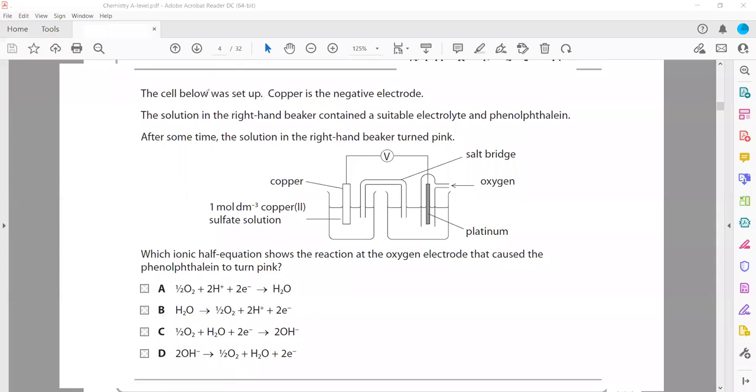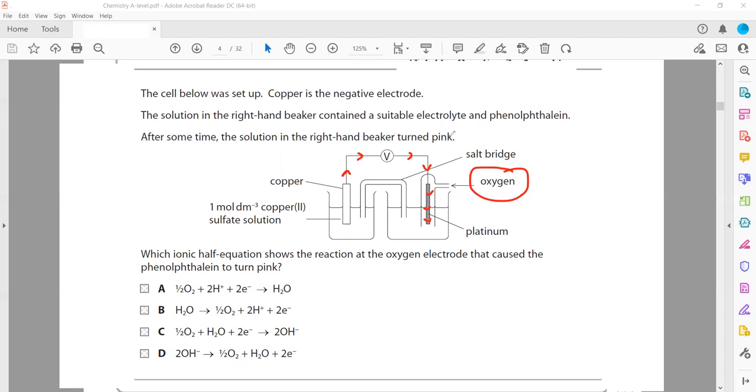The cell below was set up with copper as a negative electrode. So if copper is a negative electrode, what is the movement of electrons? The movement of electrons is from copper towards the other side. So it means oxygen should gain electrons. The solution in the right hand beaker contains a suitable electrolyte and phenolphthalein as an indicator.